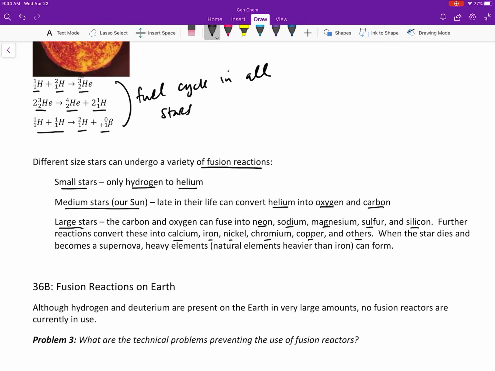When that star dies, because all stars are in this life cycle, believe it or not, and when they use up all of their hydrogen fuel, they're basically going to run out of gas and die, just like your car would if you ran out of fuel. When the star dies and it becomes a supernova, these heavier elements that were formed up here, and the ones that are heavier than iron, can form.